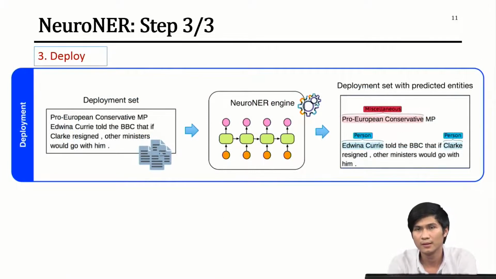Lastly, in the deployment process, we require some input data, which we call deployment sets, which is used to fit to our model. As a result, we obtain the predicted entities, which are obtained from the model. And these outputs give us more data to generalize our model.